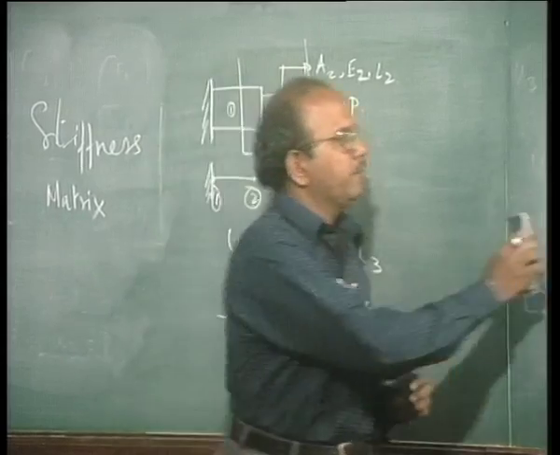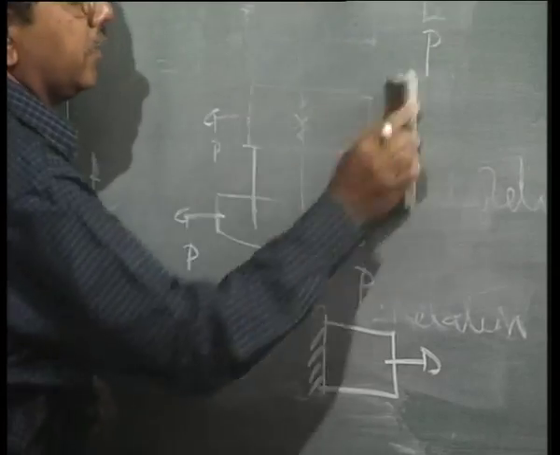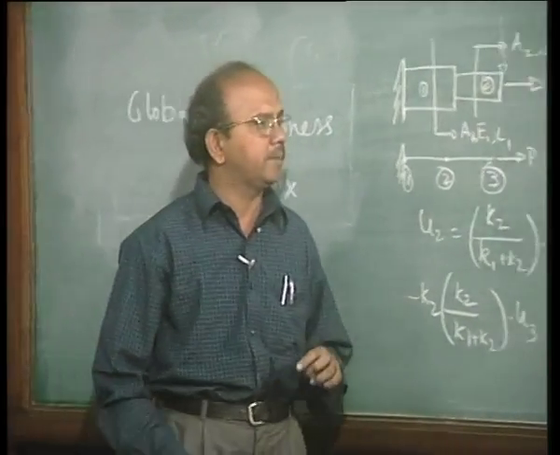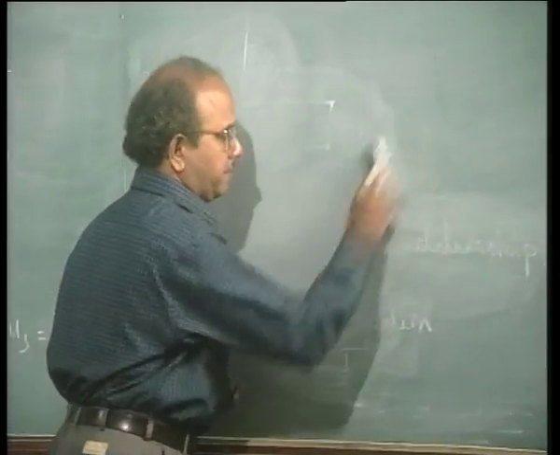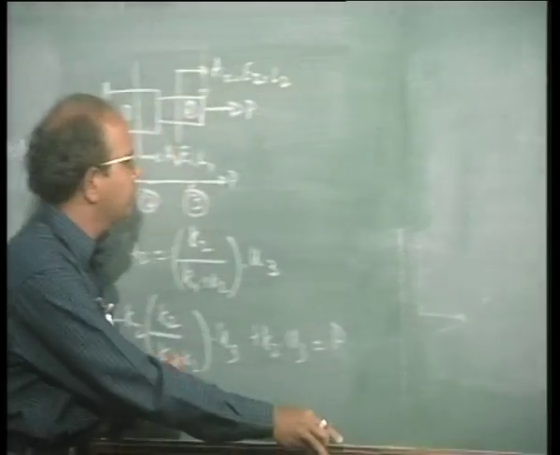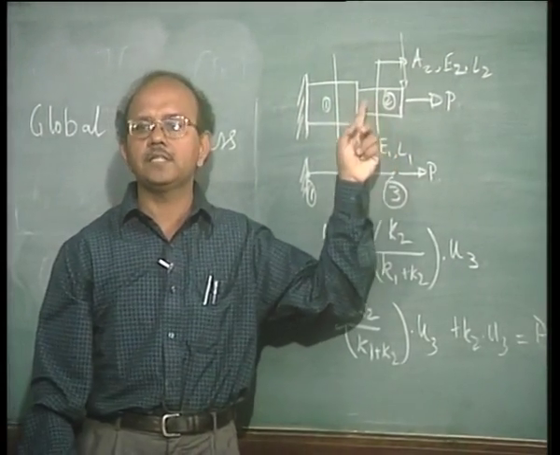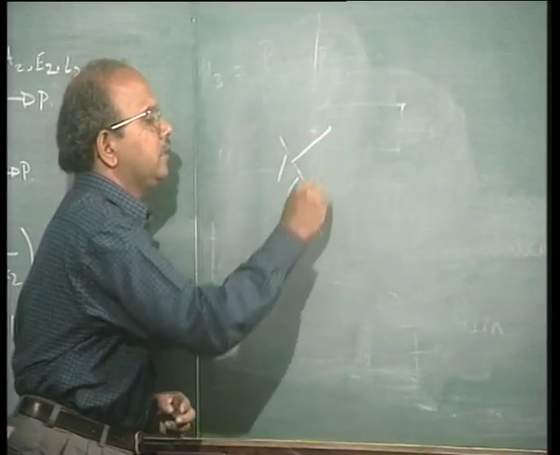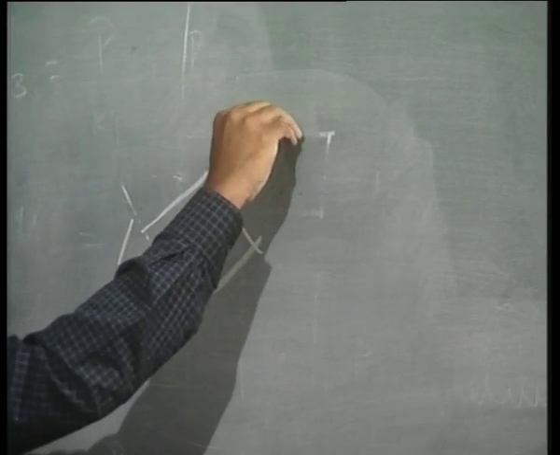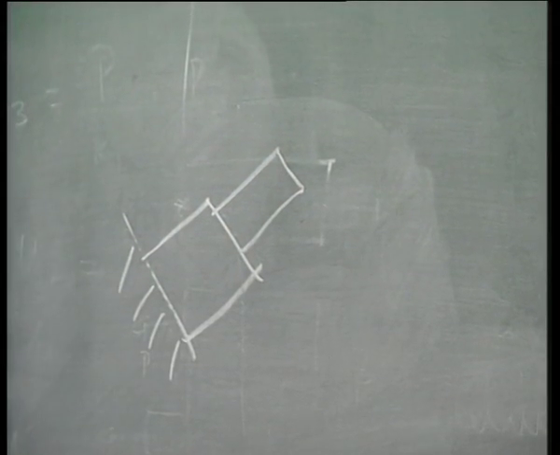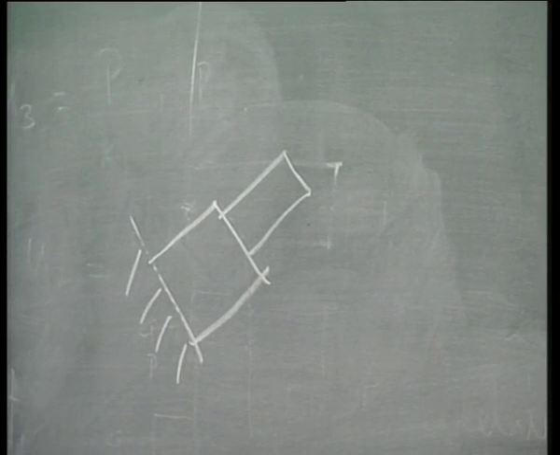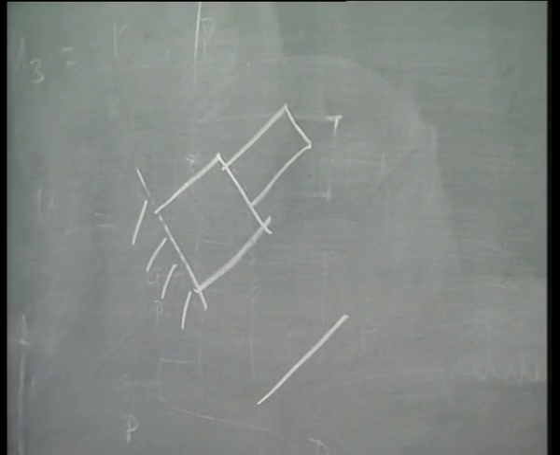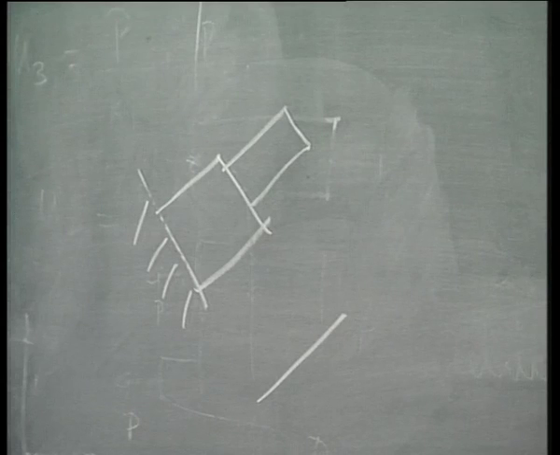What happens if the bar is inclined? Yeah, that's a good question. So the first thing is, what happens if the bar is inclined? Suppose I want to solve this same problem which is sitting here, with the bar being in an inclined position, or for that matter an element being inclined, how do you solve this problem? Is there going to be any difference in the procedure?